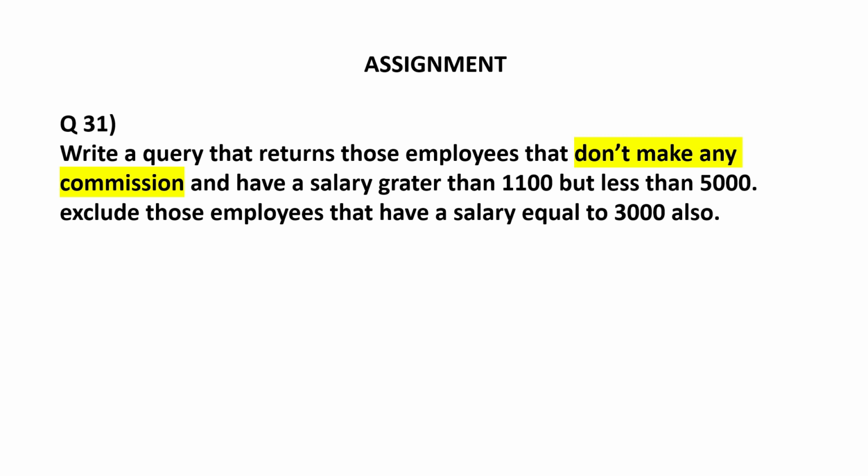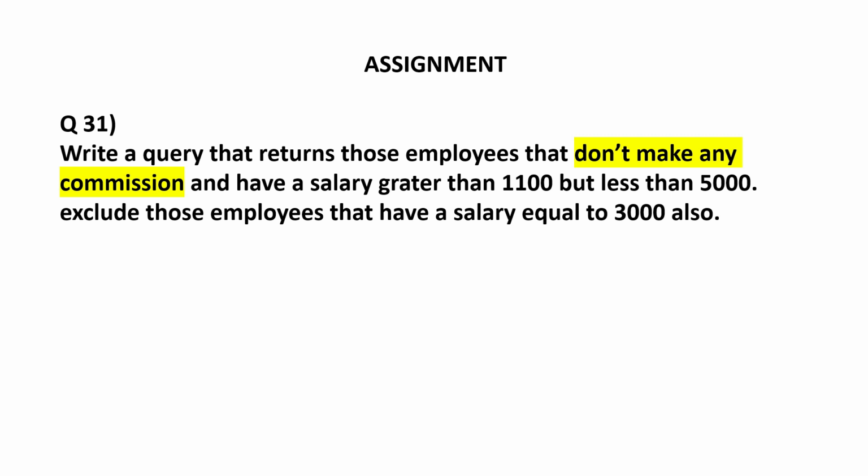In the previous videos we learned how we can use the AND operator and how we can use the OR operator. Now in this assignment we'll be using them together. दोनों को हम साथ में यूज़ करेंगे. So the first question is, can we use them together? Of course we can use them together to form a complex query or to solve a complex question.